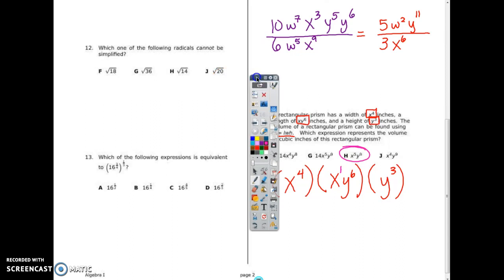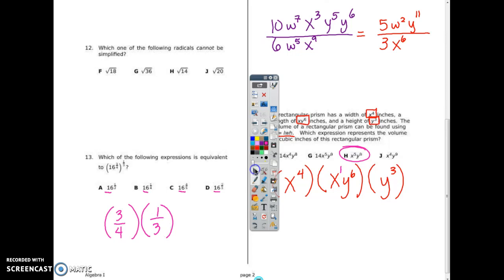Problem number 13. All of the answers have 16, right? So don't do anything with the 16. This is a power to a power. So what do you do with those two powers? You multiply them. 1/4 times 1, no, that's 3/4 times 1/3.